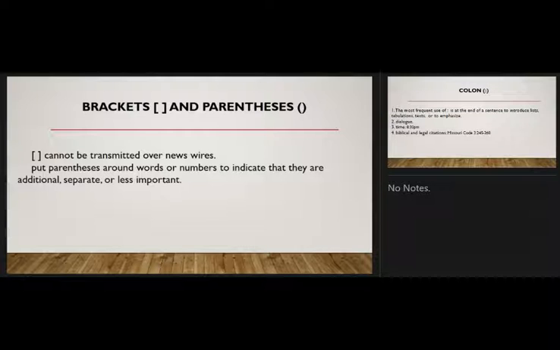The next one is brackets and parentheses. The brackets cannot be transmitted over news wires. Therefore, we often put parentheses around words or numbers to indicate that they are additional, separate, or less important than the main parts.